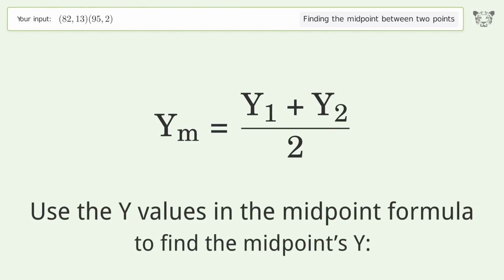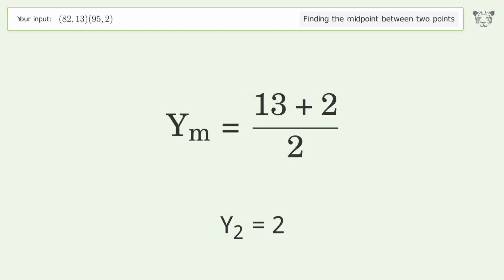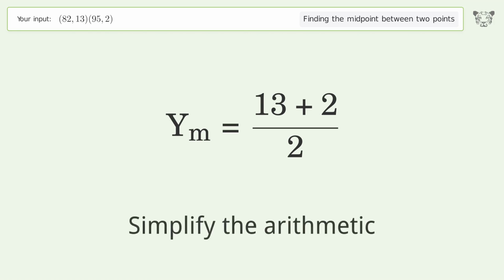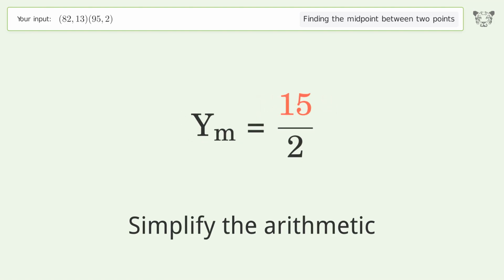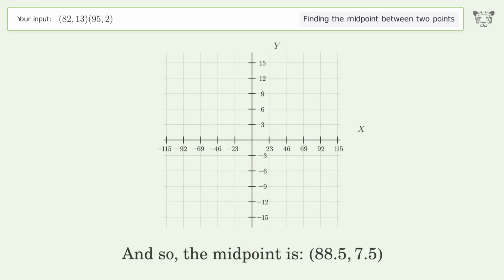Use the y values in the midpoint formula to find the midpoint's y. y1 equals 13. y2 equals 2. Simplify the arithmetic. And so, the midpoint is 88.5, 7.5.